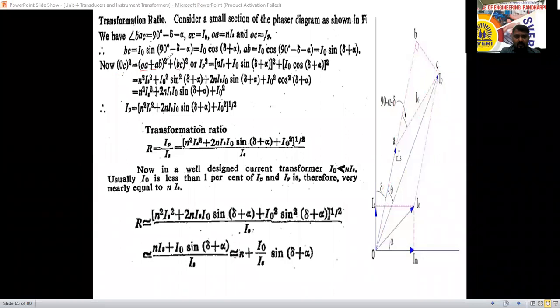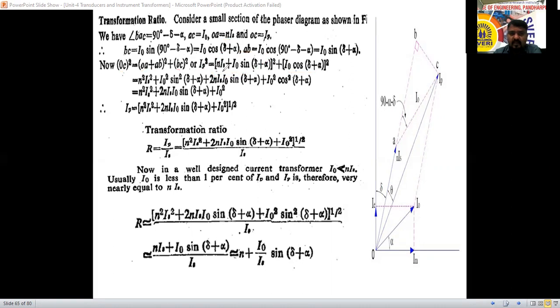What do you mean by OA? OA is nothing but NIS here. So NIS I will substitute here. OC is nothing but IP, I will consider as IP square. And OA is nothing but NS. AB is nothing but I naught sine delta, that whole square we have used here now, plus symbol is there. BC is nothing but this one I naught cos delta plus alpha, whole square we have used. So here you consider this one, it is A plus B whole square, the formula.